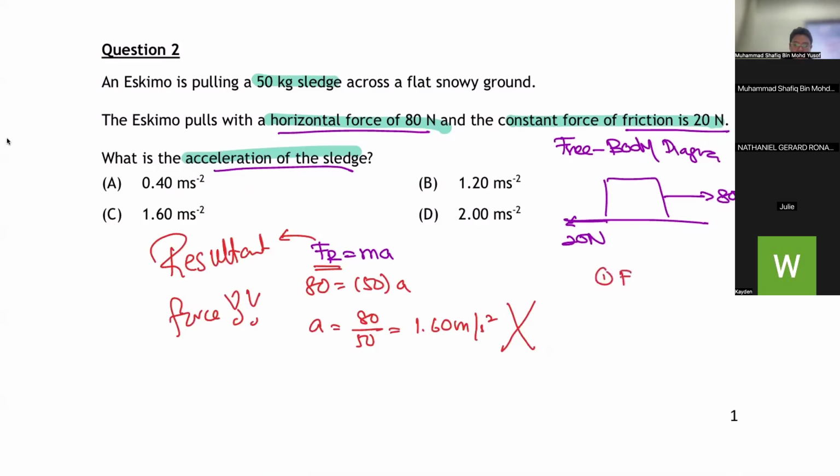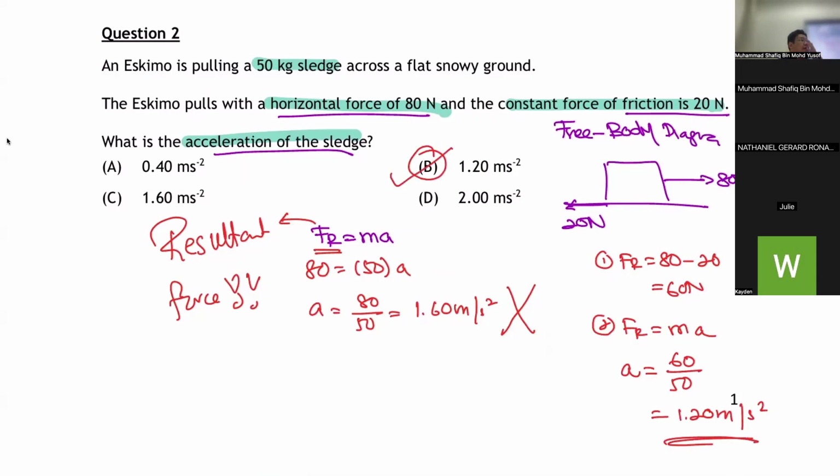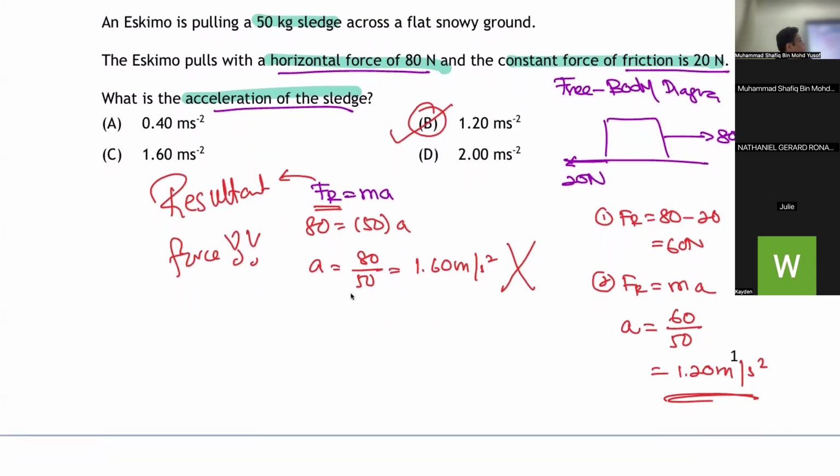Number one, 80 minus 20, which is 60 first. Then you can apply the formula, F_R equal to MA. So the A will just be 60 divided by 50, which is 1.2 meter per second squared. So the answer is B. Okay, so I repeat, must find resultant force first. Then you can do all the necessary calculation.